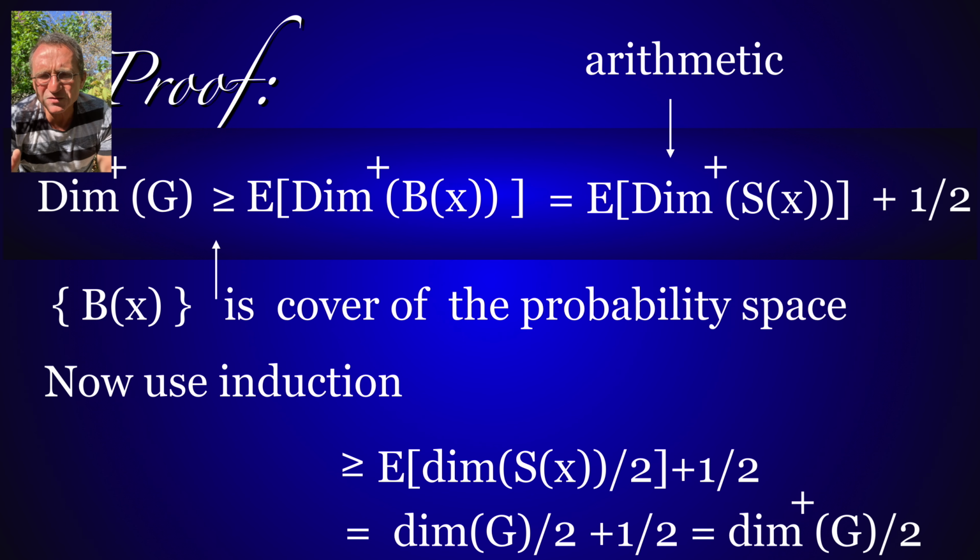sphere. That just follows from the arithmetic additivity, because the ball is just 1 plus the sphere. It's just a cone extension. And then we can use induction now, for the sphere is smaller dimensional, and there use the inequality, having proven it there, take the expectations and get the result in dimension D.